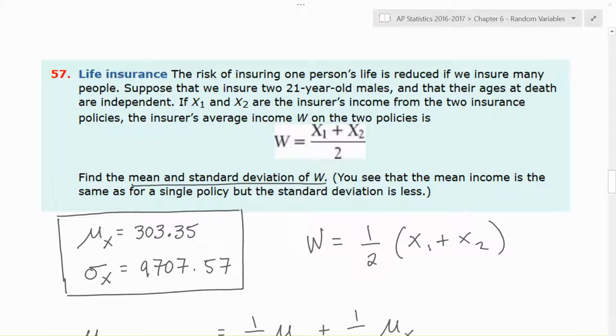In this problem, we're looking at insurance, and we're looking at the amount of money that an insurance company receives per policy on a life insurance is a random variable with a mean of $303.37 and a standard deviation of $9,707.57. Okay, so the mean is what the insurance company can expect to receive on average per policy, and then the standard deviation tells us how much the amount of money they receive varies from one policy to the next.